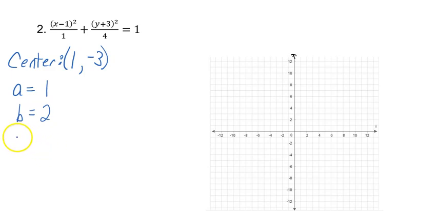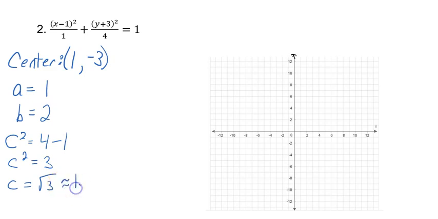And then finally, I want to find my focus point distance. C squared equals big minus small. When I come back up here, my numbers are 1 and 4. So big minus small means 4 minus 1. So C squared equals 3. And C is the square root of 3, which is about 1.7. And since we're graphing, you're kind of guessing at that anyway.